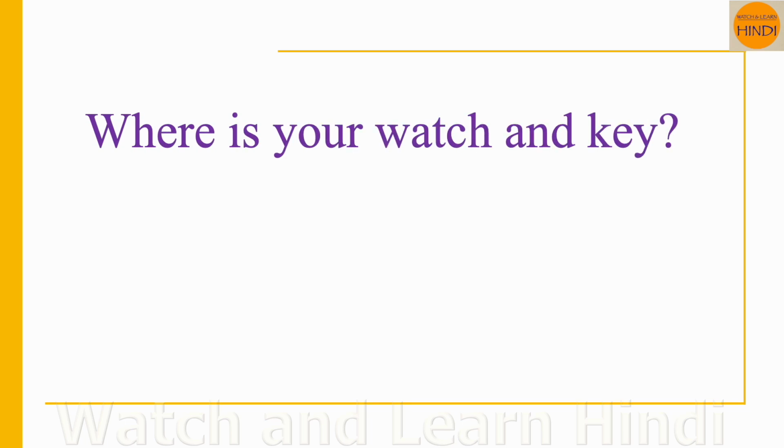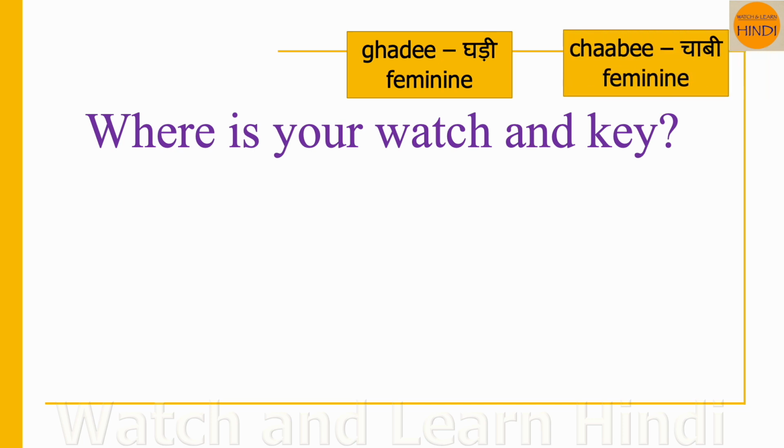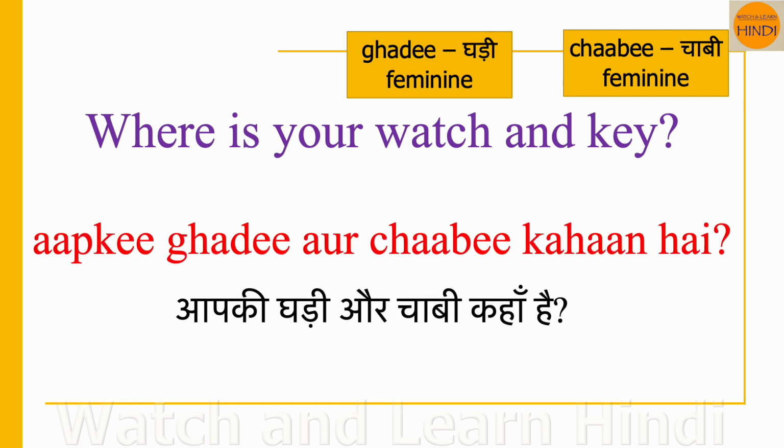The first thing to look at is what is the gender of each of the things. Watch you already know has feminine gender, it's called ghadi. Key in Hindi is called chabi, which again is feminine. So this is easy because you know that with feminine gender, you use the word aapki for your. So it is aapki, ghadi or चाबी कहाँ है? आपकी घड़ी और चाबी कहाँ है? Where is your watch and key? Easy?